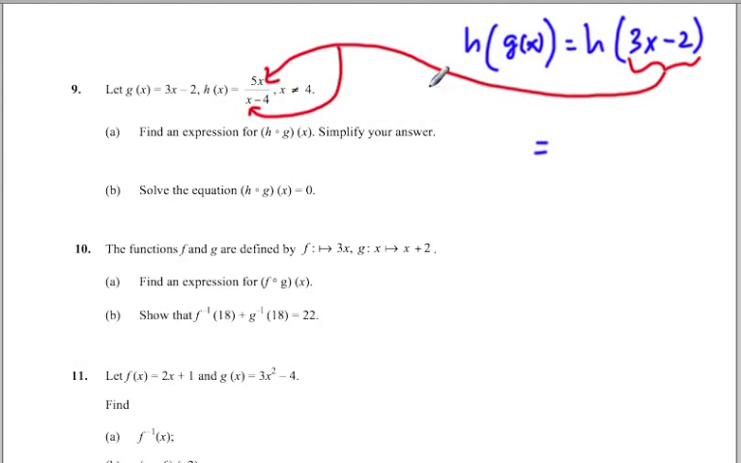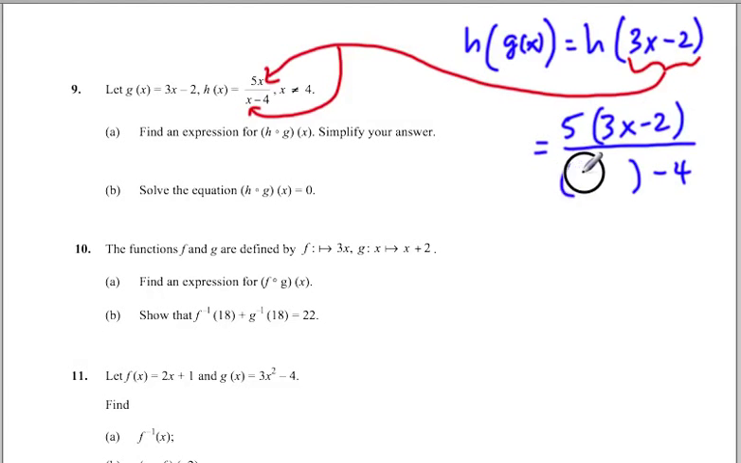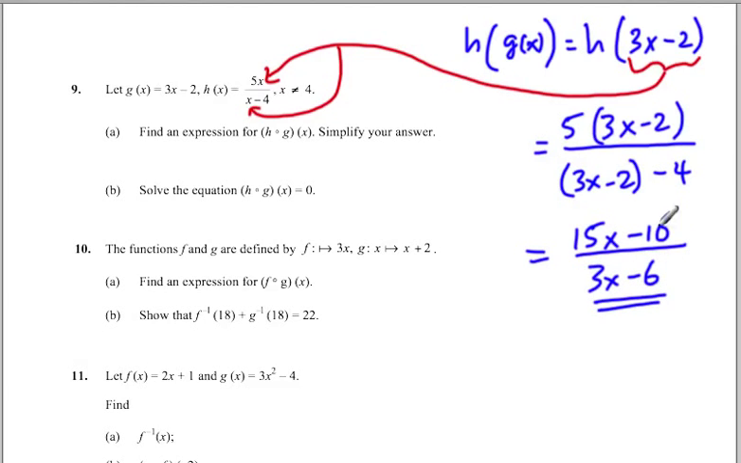So this is equal to 5 times something over something minus 4. And that something happens to be 3x minus 2, and this is 3x minus 2 over here. So this is equal to 15x minus 10 over 3x minus 6. And that's it. You don't have to do anything more. They just asked you to find h of g of x and simplify.